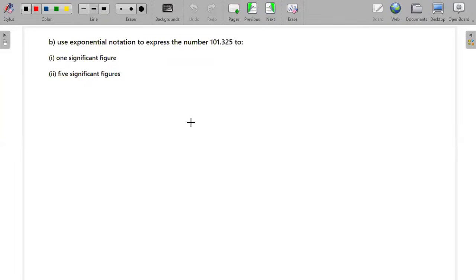And then we go to something else now. This one here, they're saying use exponential notation to express this number to one significant figure, five significant figures. Exponential notation is the same as scientific notation. We just want to express 1.325 to one significant figure, but we should not change its value significantly. So how can we express this to one significant figure?